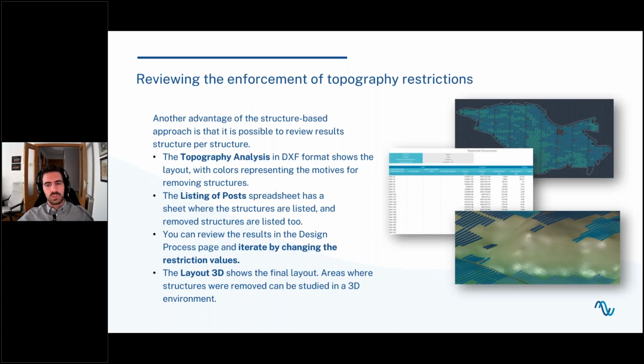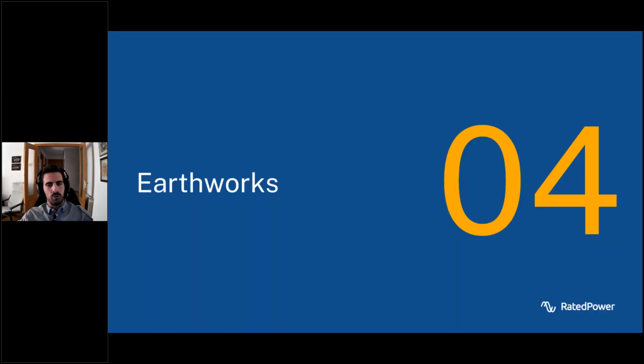And when you run the simulation, you have different documents you can use to analyze the simulation, which are the topography analysis, where you have the slopes, but you also have the reasons why each individual structure was removed and the codes for the structure. Then you can go to the listing of posts and you can look up the structure in the Excel file. You can also see the coordinates of each individual pile in this document. As I said earlier, you can iterate within the design process by changing the values. And finally, you have the layout 3D, where you can see the structures as they were installed and the earthworks platforms as well. So finally, earthworks, I'm running out of time here, so I will try to be brief.